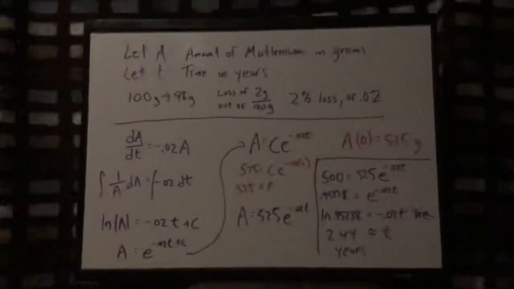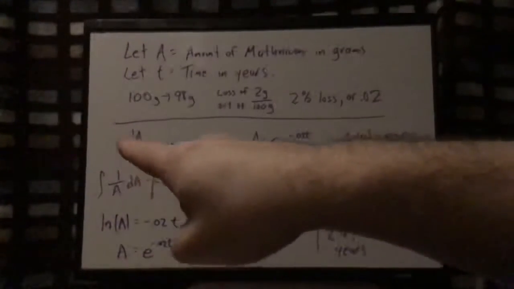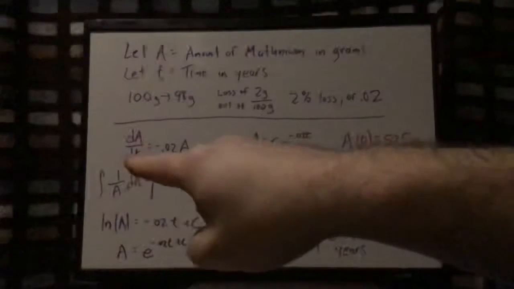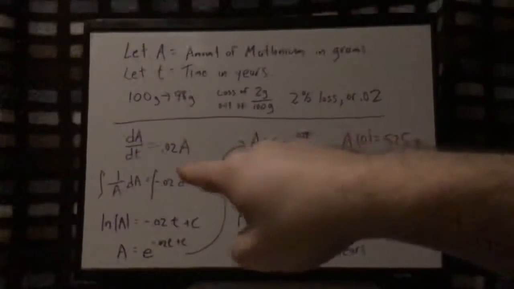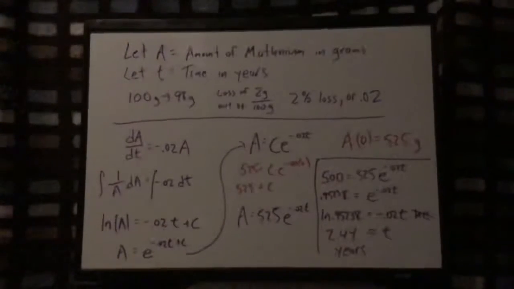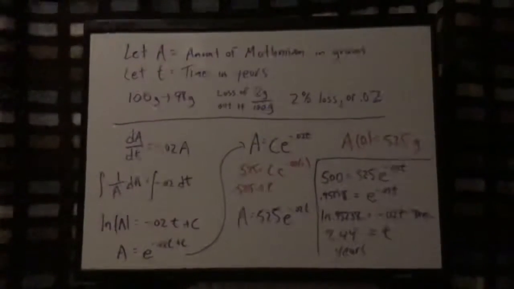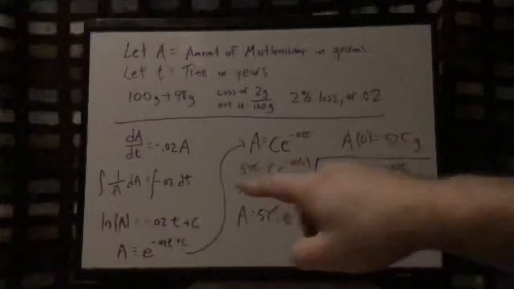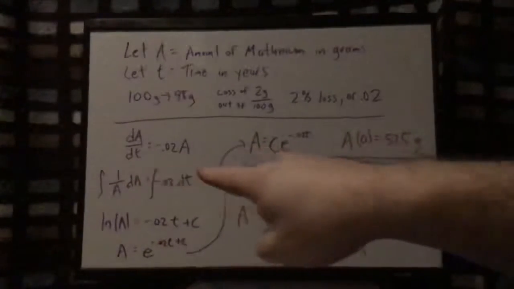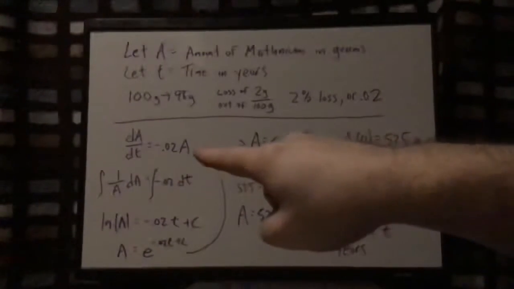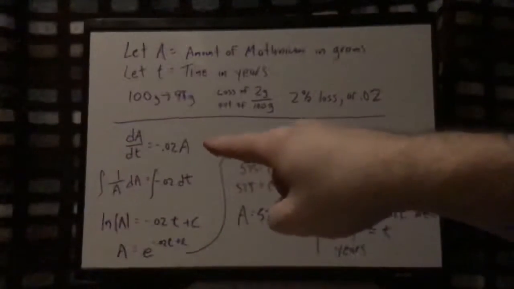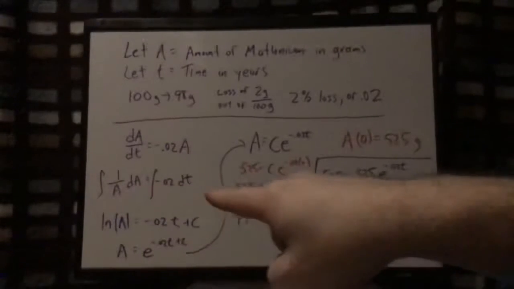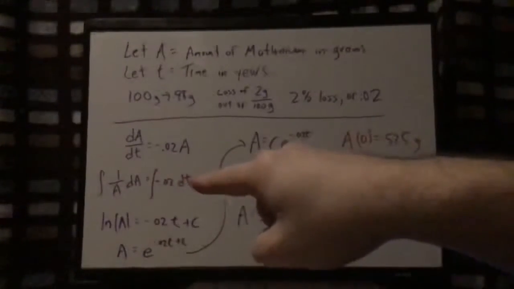So this differential equation represents the situation. How much mathnium am I losing? This is how much I'm losing. It's based on the amount that I have and that decay rate. So then from there, I solved the separable differential equation, which again, I didn't show all the steps, but if you've been seeing the videos, hopefully you're getting the idea by now. I divided that A over to put it with the dA, and multiplied that dt over. And then once I had the separable equation, I threw integrals on them and integrated them.